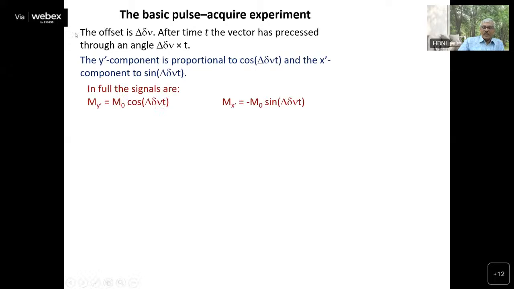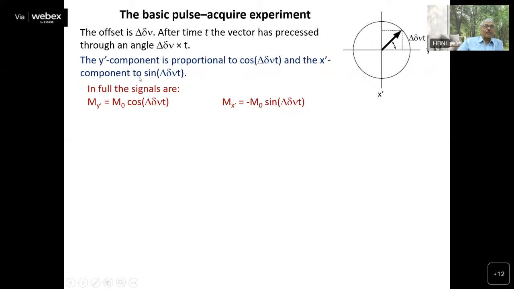Okay, so I have shown here that suppose your offset is delta nu, and you are at after time t, what will be the angle? Initially it was the y prime axis. Now after time t, it has moved by this much, delta nu t. Okay.